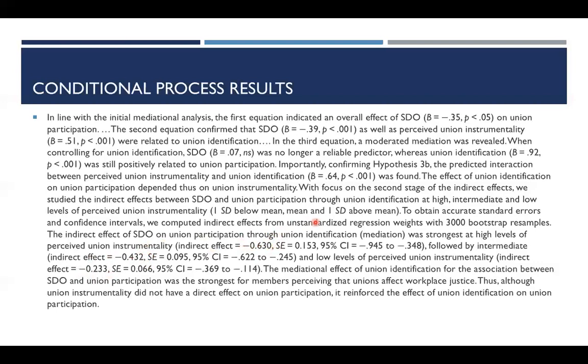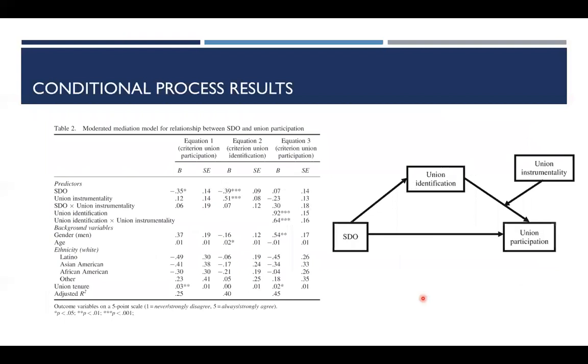So here's how they explained it. The mediational effect of union identification for the association between SDO and union participation was strongest for members perceiving that unions affect workplace justice. Although union instrumentality did not have a direct effect on union participation, it reinforced the effect of union identification on union participation. So they're saying that even though instrumentality itself is not really playing a role here, it's going to make this link stronger.